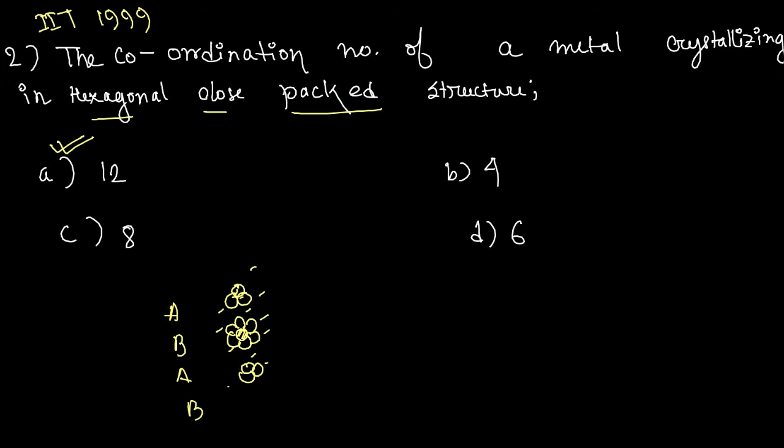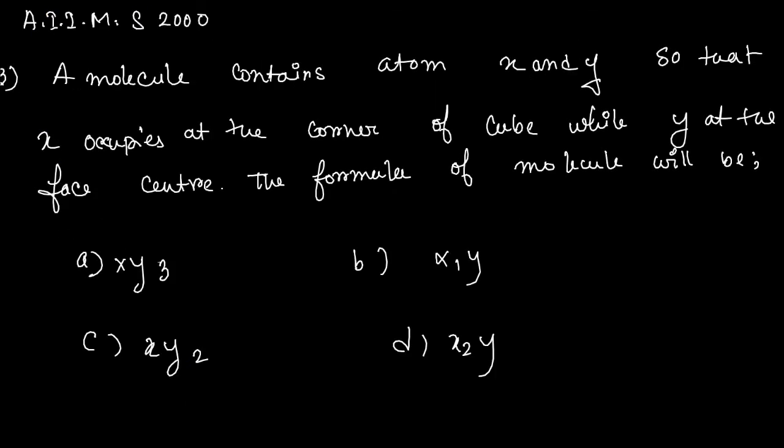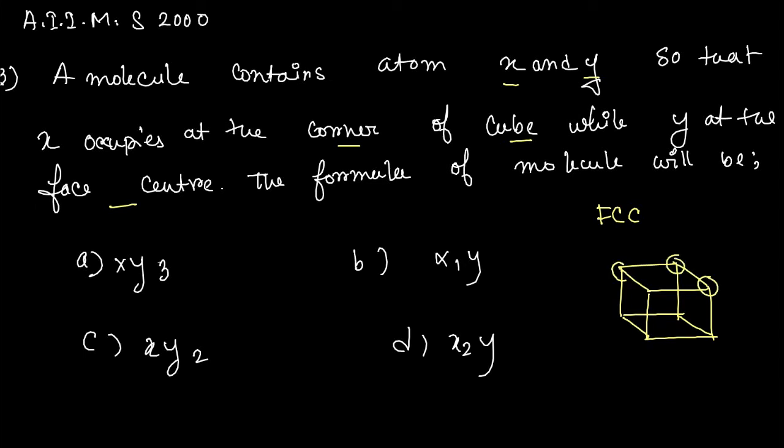Let's go for another example. Here it is asked, a molecule contains atoms X and Y so that X occupies the corner of the cube while Y is at the face center. That means let's consider a face centered cubic cell. In this cell, we have corner atoms, and the total number of corners is 8. Each corner is shared with 8 other cubes, so the corner atom contribution will be 1 by 8 into 8, that means 1. So the number of X per unit cell will be 1.